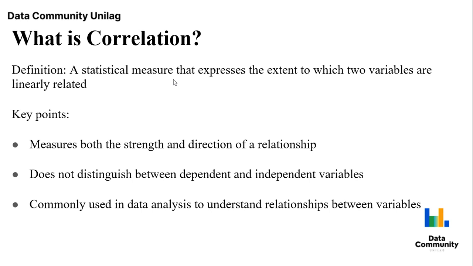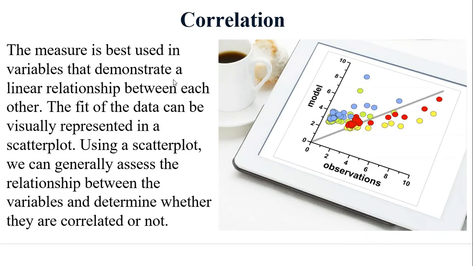And when it shows you the relationship between the two variables, it does not mind whether it is dependent or independent. So correlation, just like I've said, is a statistical measure that expresses the extent to which two variables are linearly related. Now, the measure is actually best used for variables that demonstrate a linear relationship with each other.